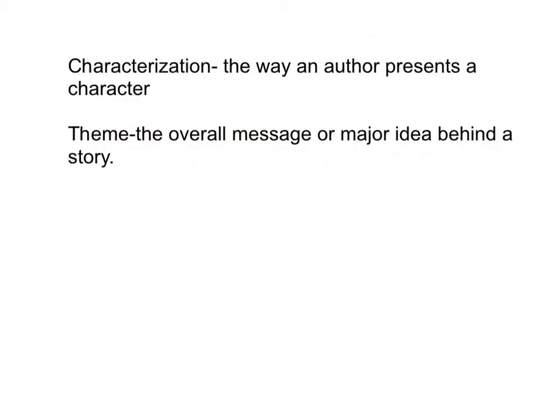Characterization is the next part. It's the way the author presents a character. We'll be learning what type of person Alec is. We'll also be learning what kind of horse the Black Stallion is, and we've done this throughout the years, talking about each of the characters, what they are like, and what makes this character so unique.